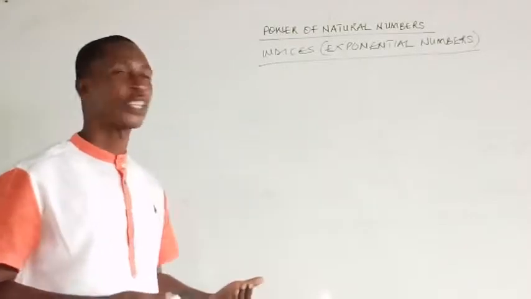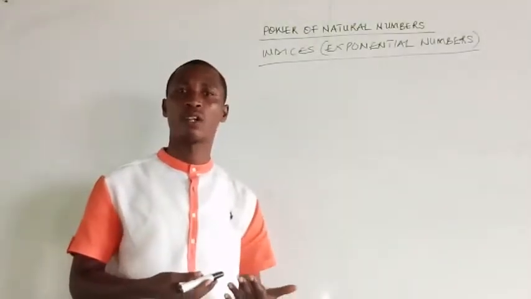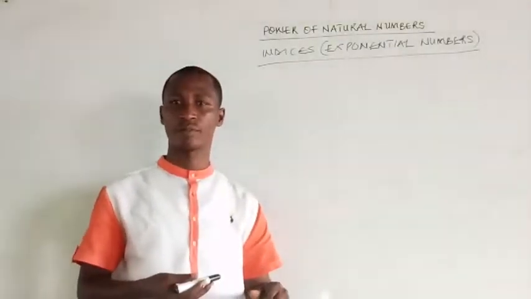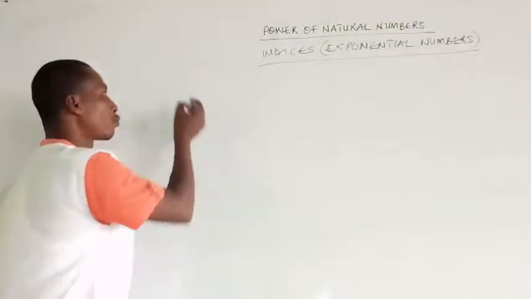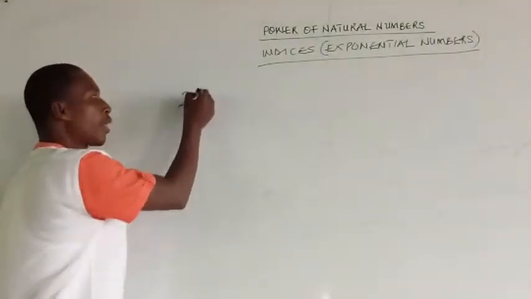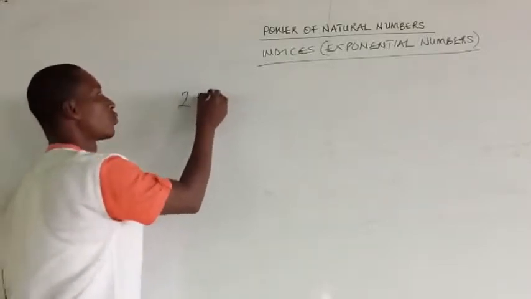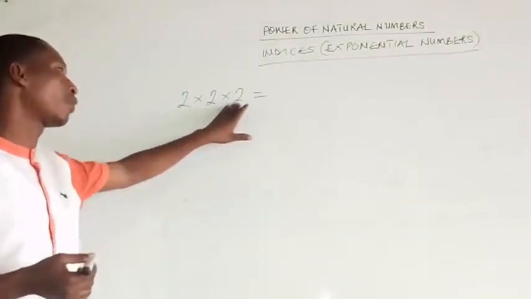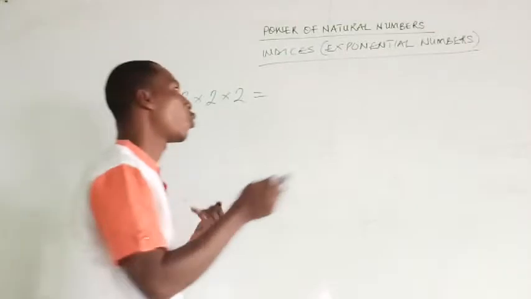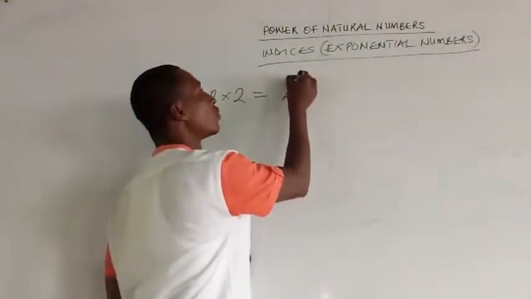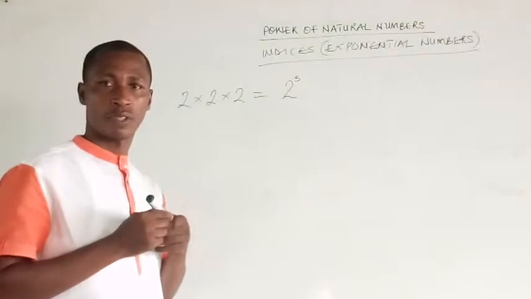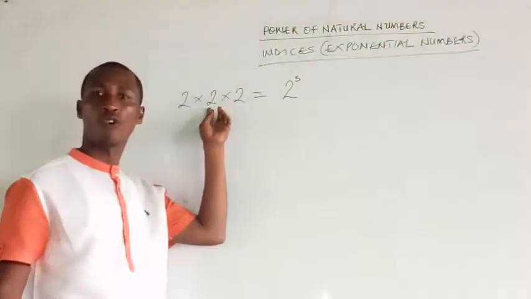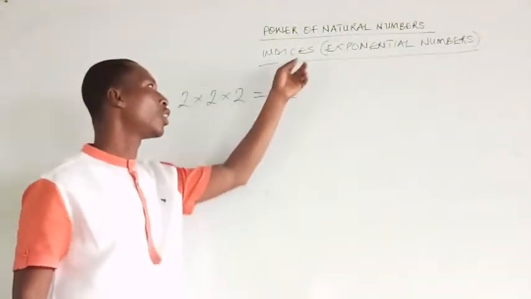To talk of exponential numbers, they are the number of times a figure will multiply itself. So if number 2 multiplies itself by 3, let's say, 2 is multiplying itself 3 times, then this will be written as 2 to the power 3. In the same vein, 2 times 2 is 4, 4 times 2 is 8. So 2 to the power 3 is what?